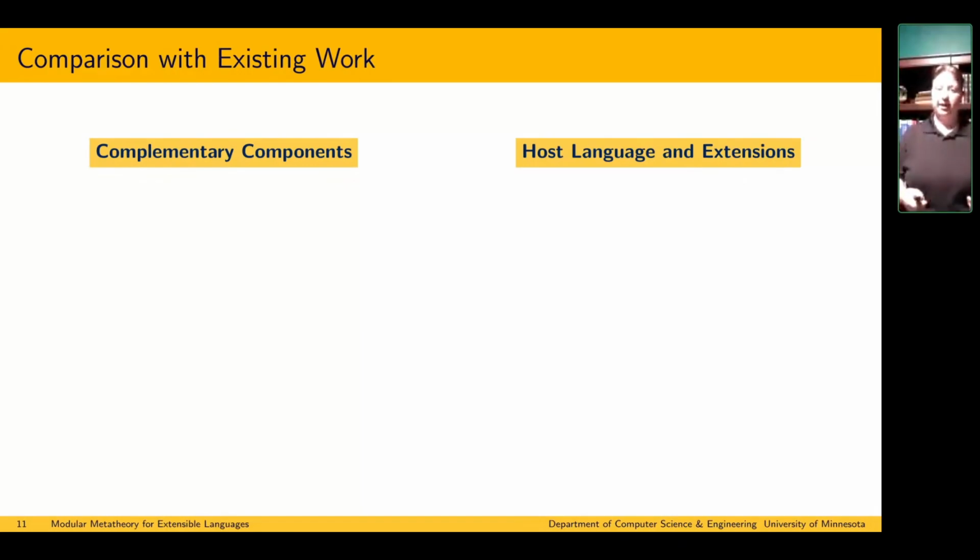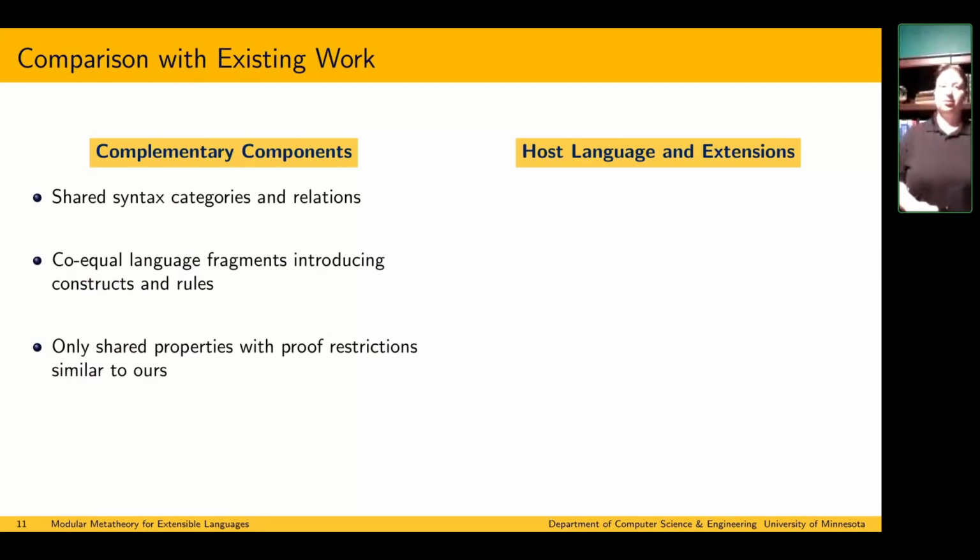So the first body of work is for languages that we call complementary components. So these share declarations of syntax categories and relations, but all the syntax constructors and all the rules are introduced in co-equal language fragments. So there's no host language here. So in this kind of framework, there are only shared properties, similar to our foundational properties. And they end up having proof restrictions similar to ours. They don't have a notion of the individual fragments introducing properties.